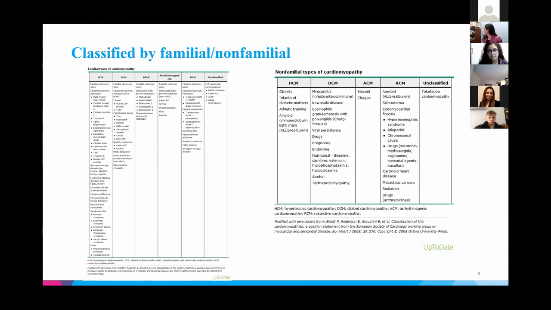And then this was the ESC, European Society of Cardiology, where they took the initial headings, hypertrophic cardiomyopathy, dilated, ARVC, or arrhythmogenic, restrictive cardiomyopathy, and unclassified, and divided them further into familial types and non-familial. So it went back to the 1980 headings and then just sort of subtyped them. And this is the order that we'll go in to discuss some of these briefly.